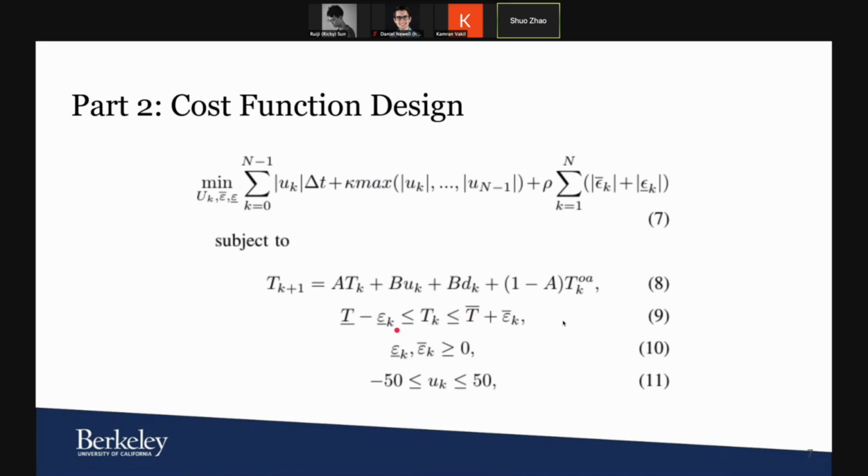T underline and T over bar represent the lower and upper bound of zone temperature, which we set to 20 and 22 degrees centigrade. Any T outside this bound will cause higher costs. Epsilon underline and epsilon over bar represent the lower and upper bounds on temperature violations, which are the sub-constraints in this model. They can be changed to a single set point by using T lower equal to T higher.